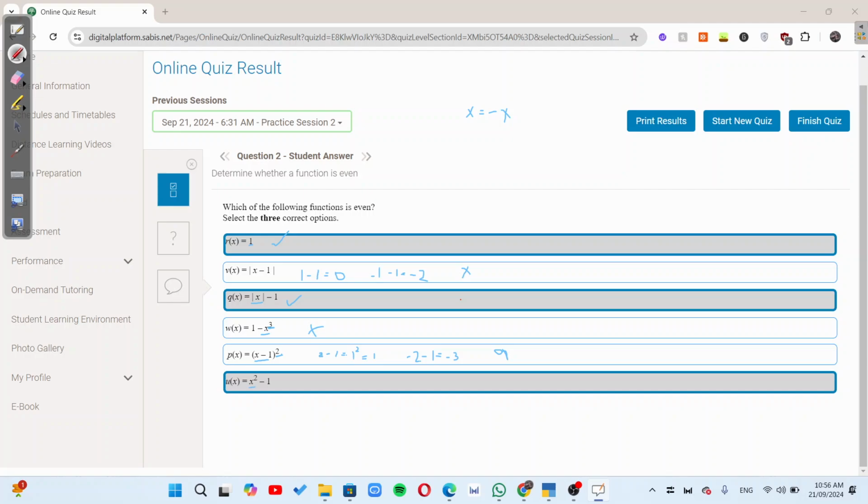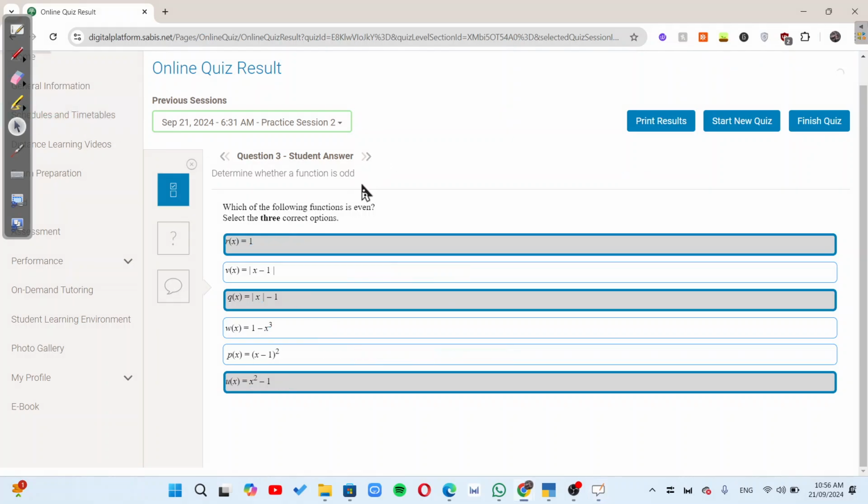This one is even because the square is directly only on the x. If your square is only on your x, it's like an absolute value. It's going to make whatever is there positive. So it doesn't matter, you're going to get the same answer either way. So this one is correct.